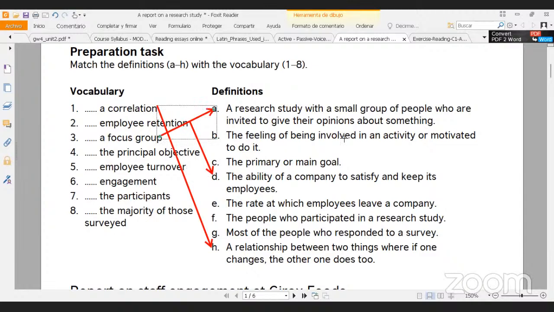Writer, the principal objective. The principal objective, the primary or main goal. Correct. Okay. Joe, employee turnover.